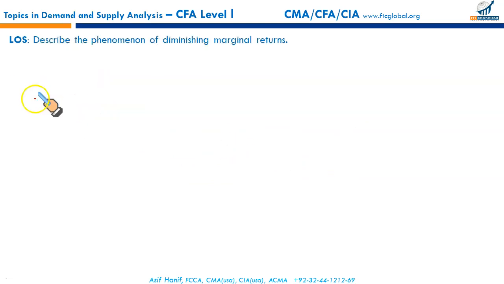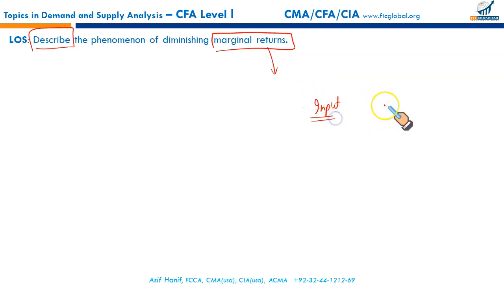Okay, the next learning outcome statement says describe the phenomenon of diminishing marginal return. Okay, before we describe, special focus must be on the action verbs. Okay, marginal returns. Let's first discuss marginal returns. Marginal return means that when we increase our input, we should expect an increase in output. When you say input, input could be labor, input could be capital. So by increasing your input, we expect a higher output, right?